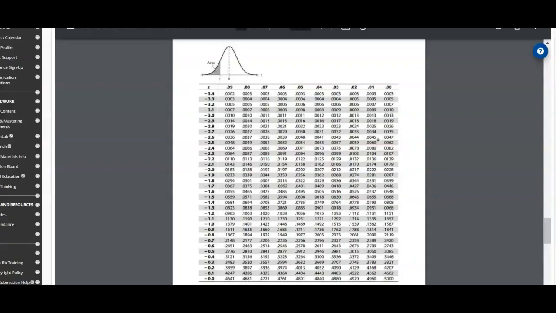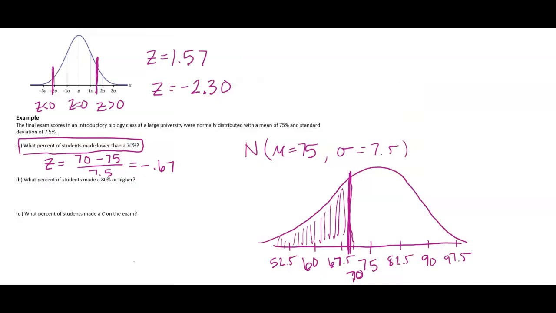So notice your z's are here on the ends, okay? And then your p value, your proportion, is in here. So if I go to -0.6 and then over to a hundredths place of 0.7, I see right here that that proportion is 0.2514.